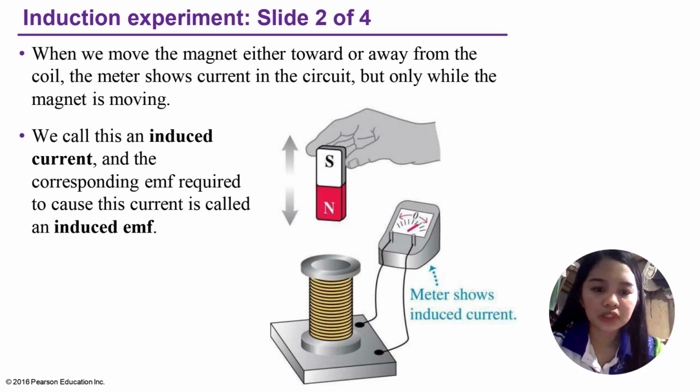Now let's introduce motion. As we move the magnet towards or away from the coil, the galvanometer registers a current. Importantly, this current is present only while the magnet is in motion. This current is what we call an induced current, and the electromotive force driving it is the induced EMF.